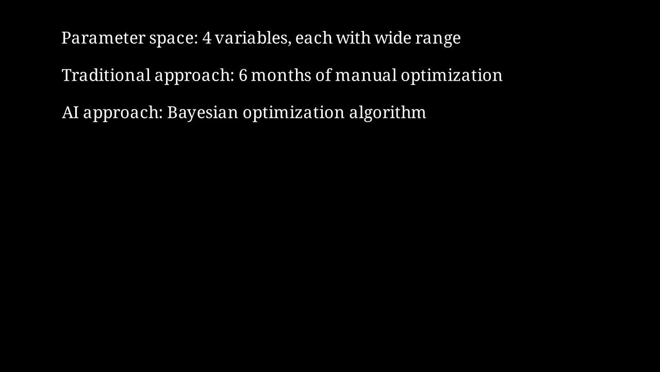Previous manual optimization had taken 6 months and achieved 72% yield. The goal was to improve both the yield and the timeline using AI. The team implemented a Bayesian optimization algorithm. This technique builds a probabilistic model of the objective function and intelligently selects which experiments to run next to maximize information gain.